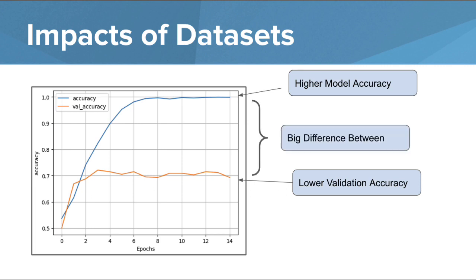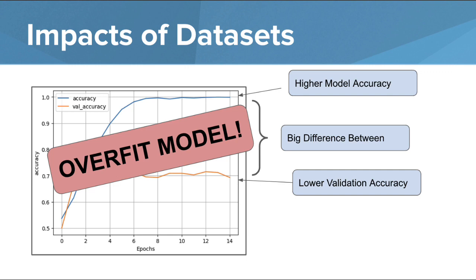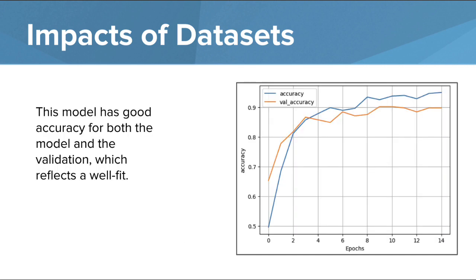When you see a big gap between model accuracy and validation accuracy like this, it usually means the model is overfit. So what does that mean? Generally speaking, the model is able to memorize the training data, which leads to a high model accuracy. But there's not enough data to create a model that predicts accurately when given new data. This can be a sign of a poor or a small training data set.